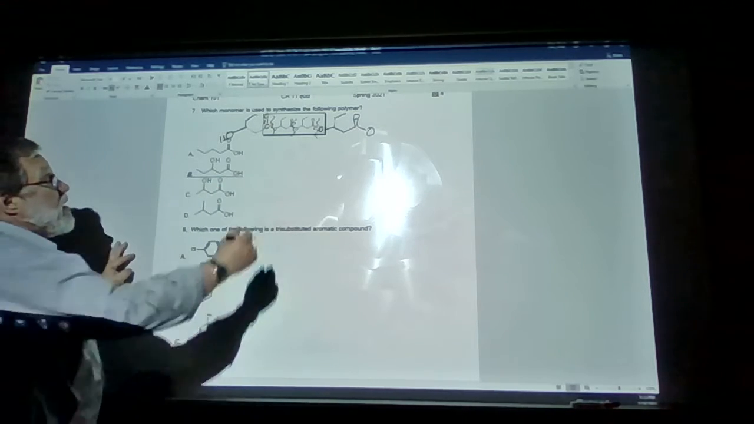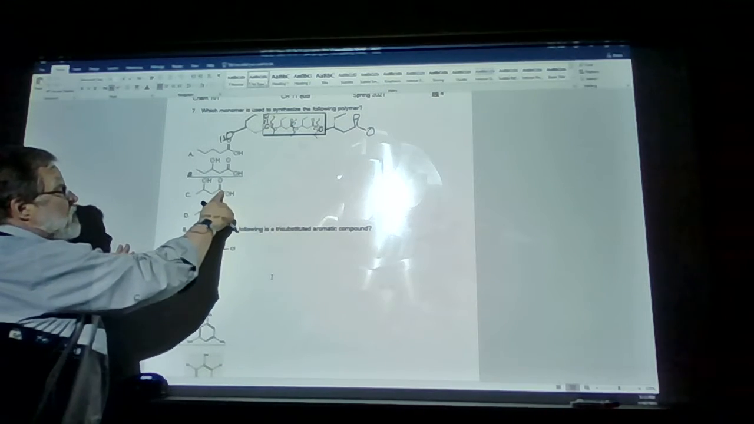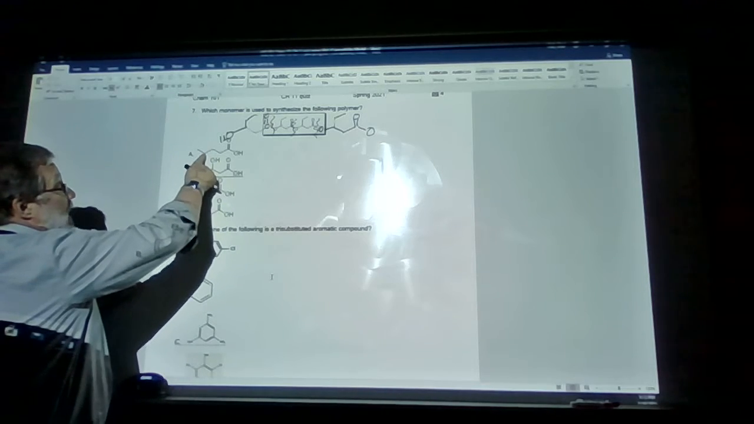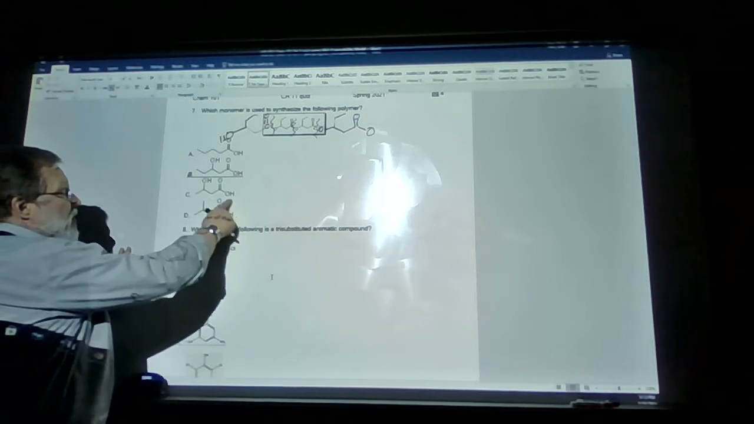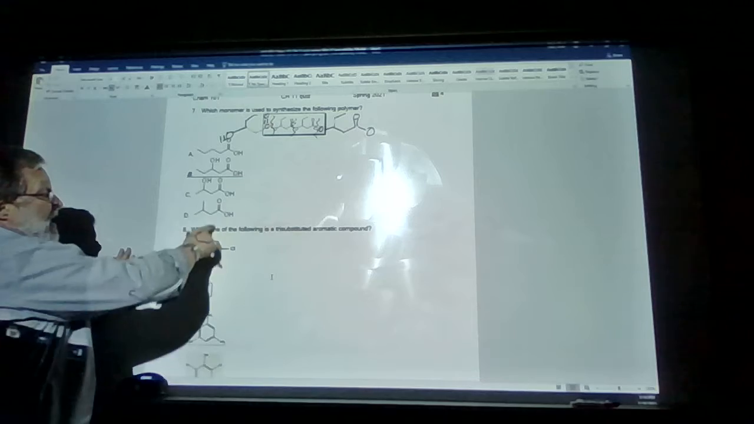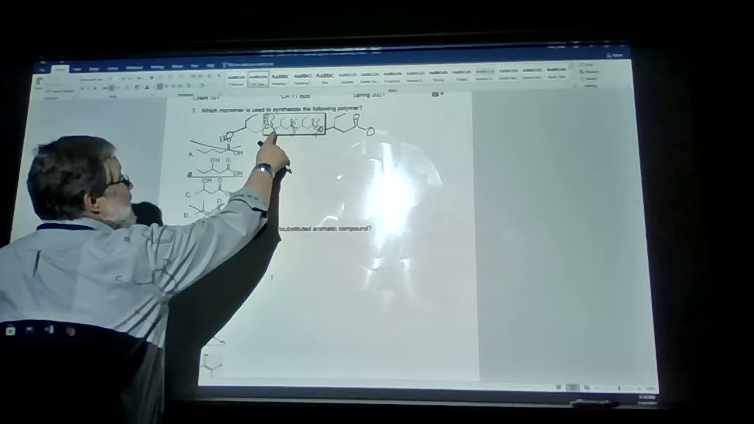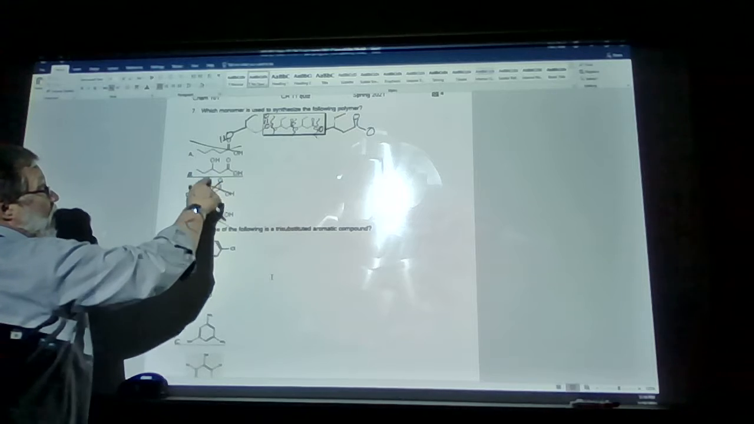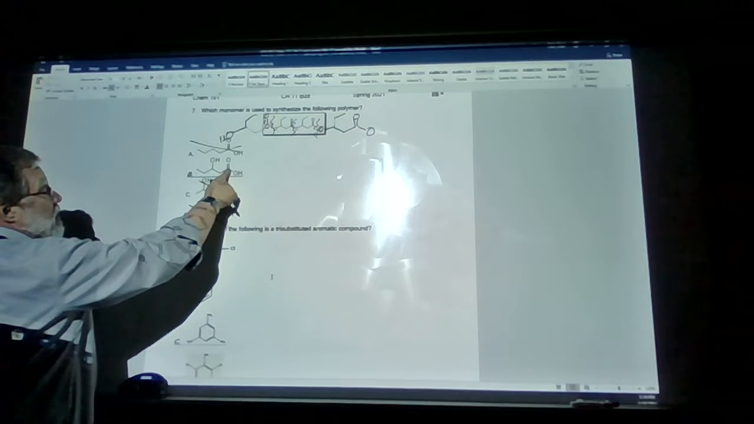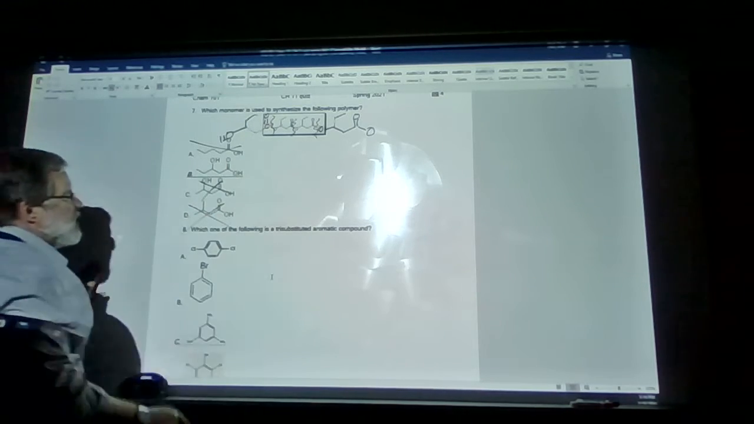But we need 3 carbons. 1, 2, 3 carbons. Here we only have 1, 2. Here we have 1, 2, 3, but there's no OH there. Here there is no OH that's not attached to the C double bond O. So it's not this guy, it's not this guy. We're looking here, we have 1, 2, 3. This then is bonded to another C double bond O. The answer here is B.